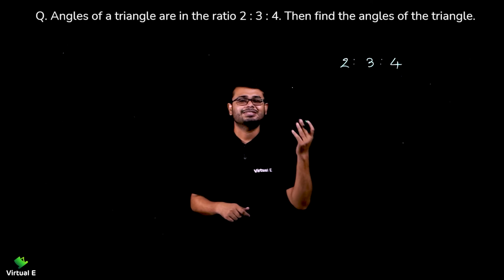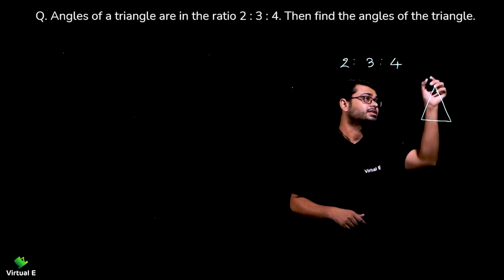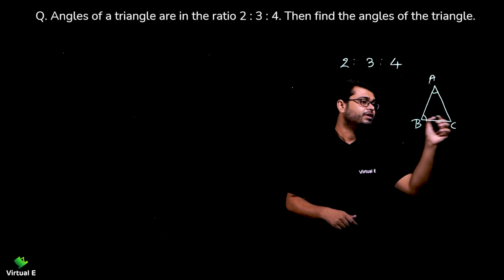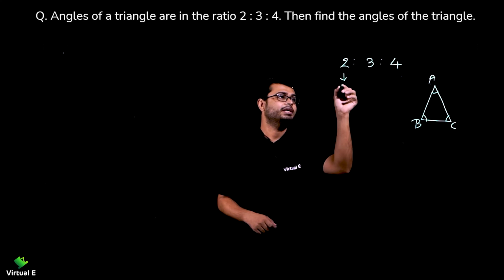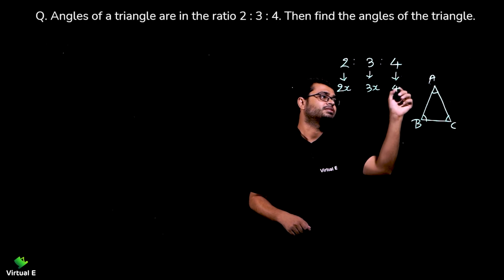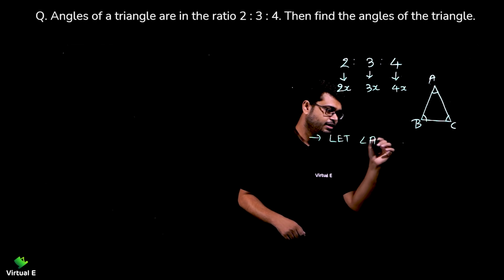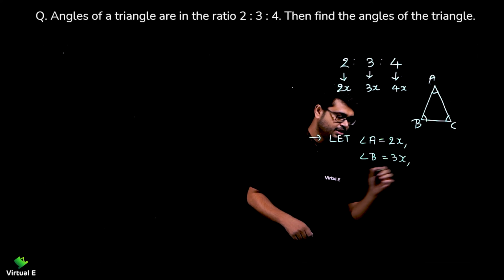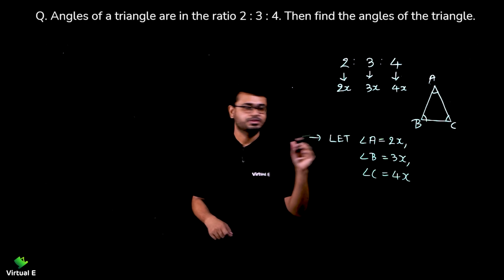So let's take triangle ABC just for an understanding. Let's say A, B and C. Whenever we have a ratio, we always take the value as what? 2x, then here 3x, and here 4x. So let's write here, let angle A is equal to 2x, angle B is equal to 3x, and finally angle C is equal to 4x. So we have three values, three angles.